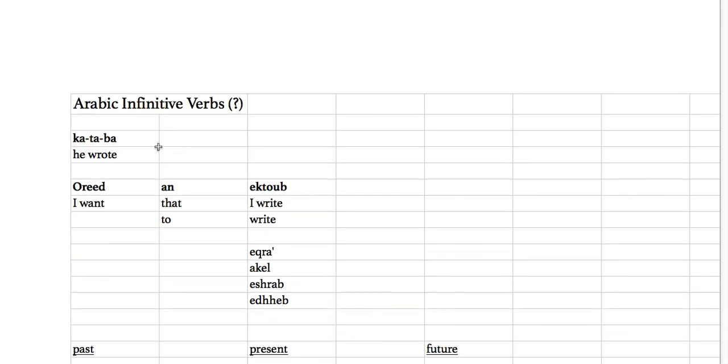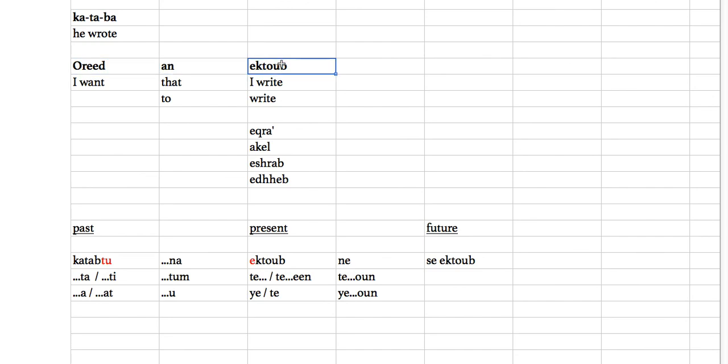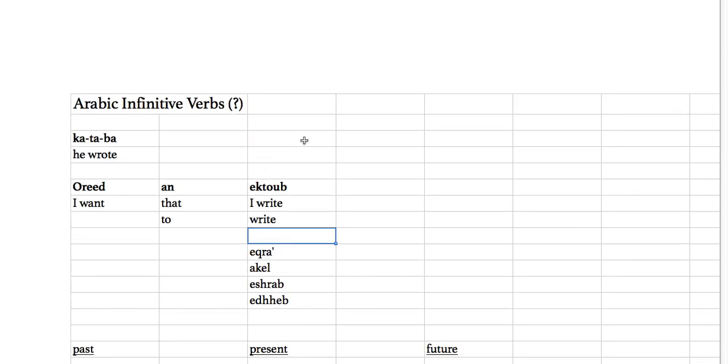At the end of the day, there is no infinitive verb in Arabic. There's no to do something, okay? So if you want to say, I want to do it, you use this pattern. Orid an ektub, orid an ekra, orid an akil, and so on and so forth. And that's the story for now.